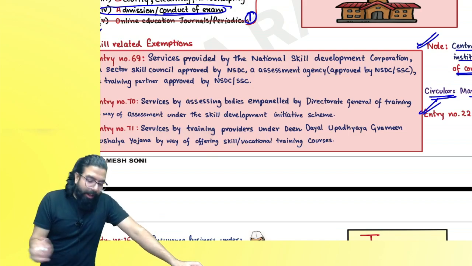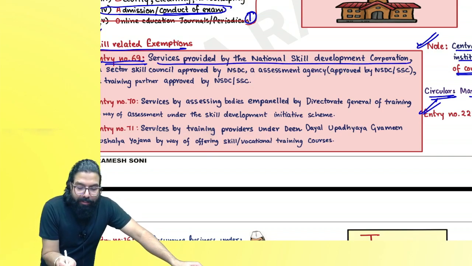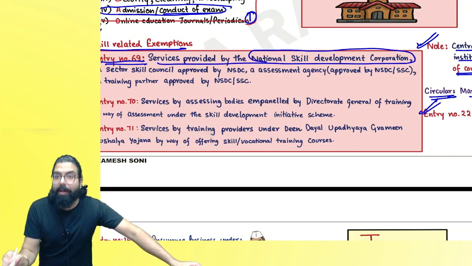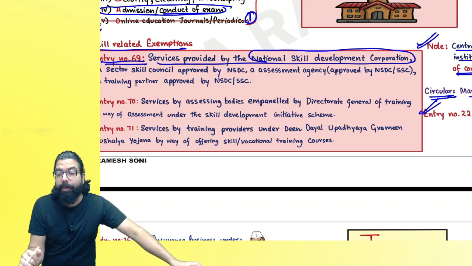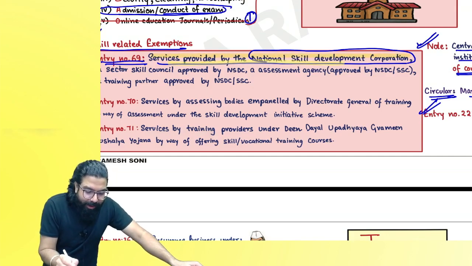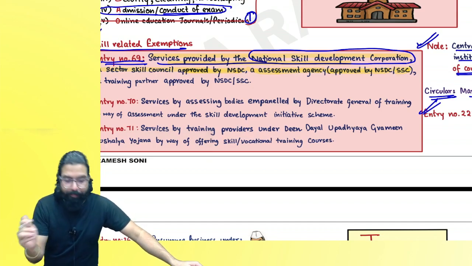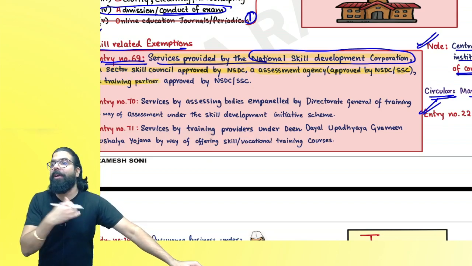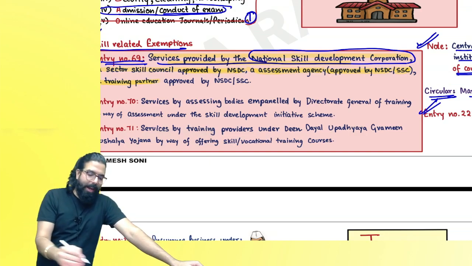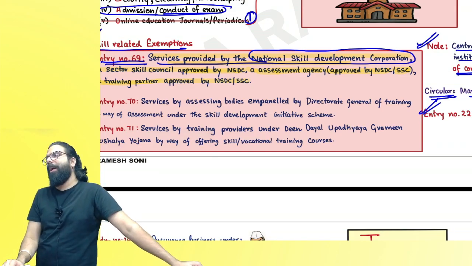Listen. Now, the skill-related exemption: government told, entry number 69, services provided by NSDC, National Skill Development Corporation. NSDC provides skill courses. Whatever fees they charge, they will not charge any GST. Services provided by NSDC or a sectoral skill council approved by the NSDC, or an assessment agency under NSDC doing assessments and tests, or a training partner. I am a training partner under NSDC, then my services also will be exempted. Remember, a training partner under NSDC or SSC, services also will be exempted.